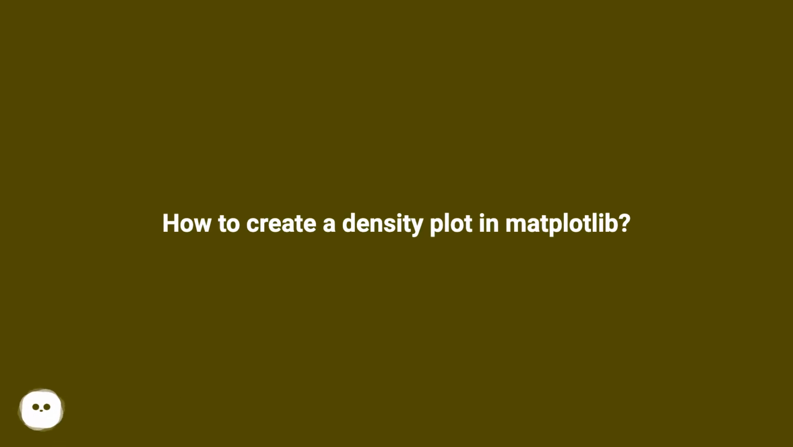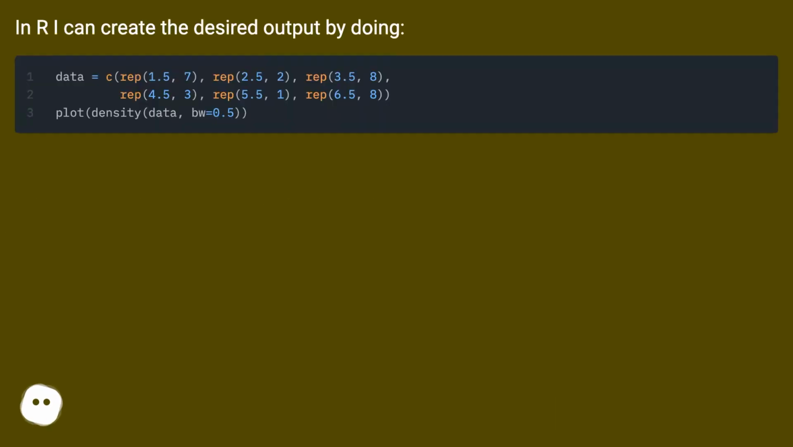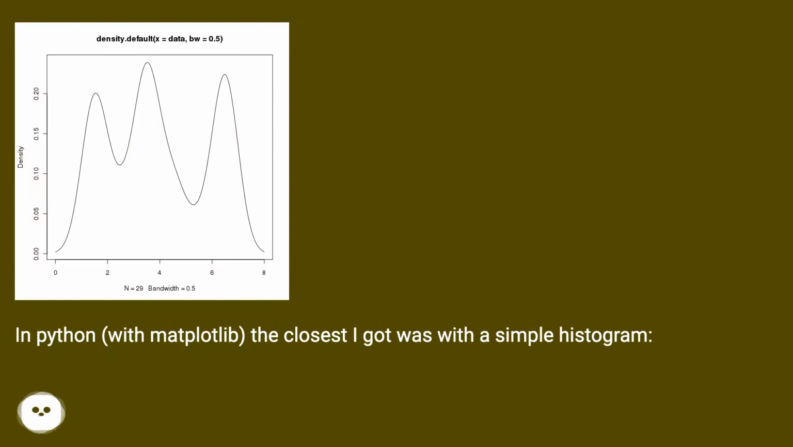How to create a density plot in Matplotlib. In R, I can create the desired output by doing this. In Python, with Matplotlib, the closest I got was with a simple histogram.